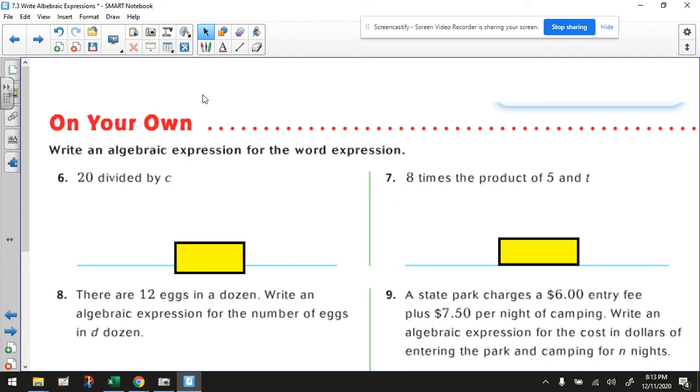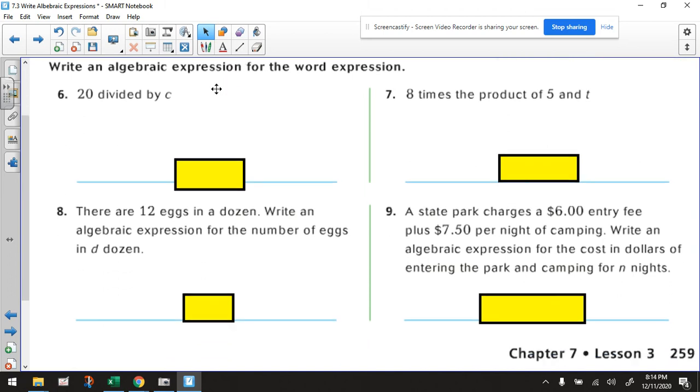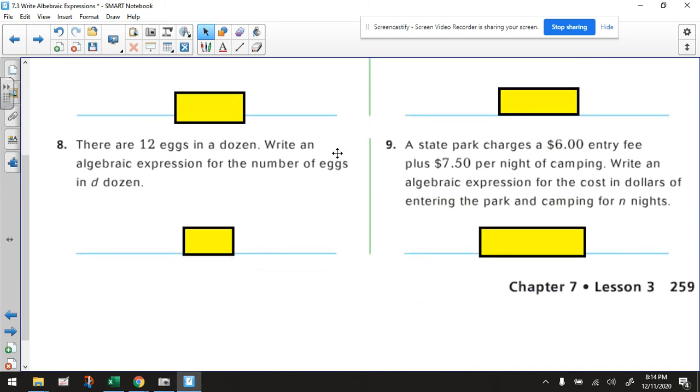All right, let's take a look at a few others. Let's see if we can find one that might be a little tricky. Actually, let's skip ahead to number 9. It says a state park charges a $6 entry fee plus $7.50 per night of camping. Write an algebraic expression for the cost in dollars of entering the park and camping for n nights.